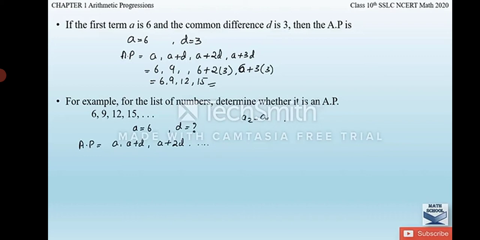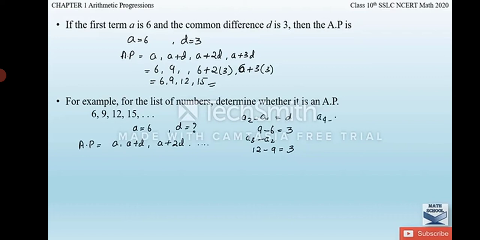Then how do we find the value of D? The value of D is A2 minus A1. Here A2 is 9 and A1 is 6, so 9 minus 6 is 3. Then A3 minus A2, 12 minus 9, is also 3. Then next, A4 minus A3, 15 minus 12, is also 3.